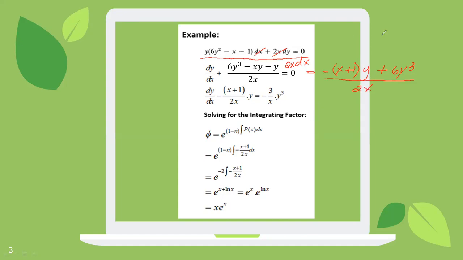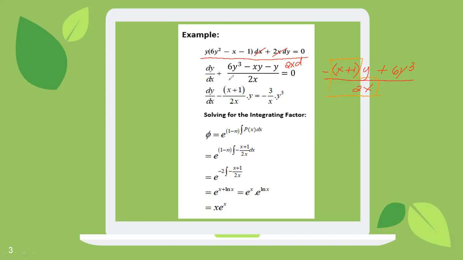By the way, I will need to erase this one. Wait, so this is actually this part. So I should not place there an equal sign. This is only the first part, this one. So this negative thing here, which has the y, I'll use a different color so you will see clearly. If this y is isolated, you will have this one: negative quantity x plus 1 over 2x.